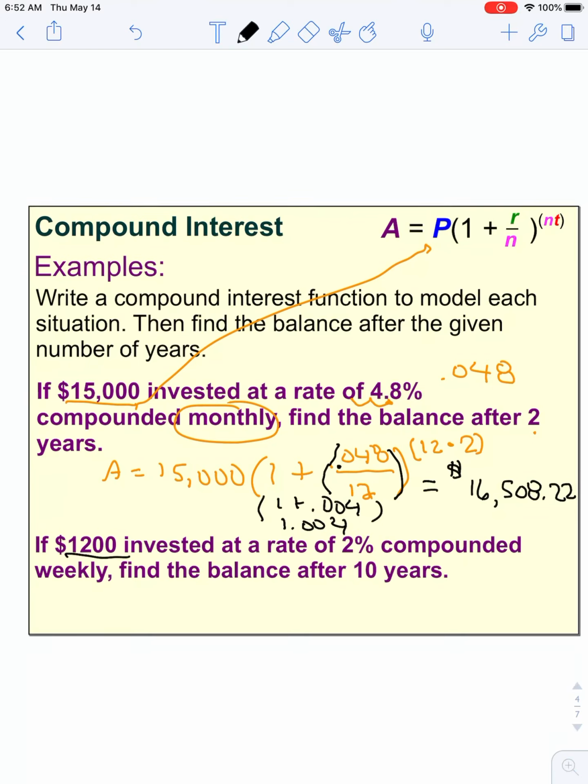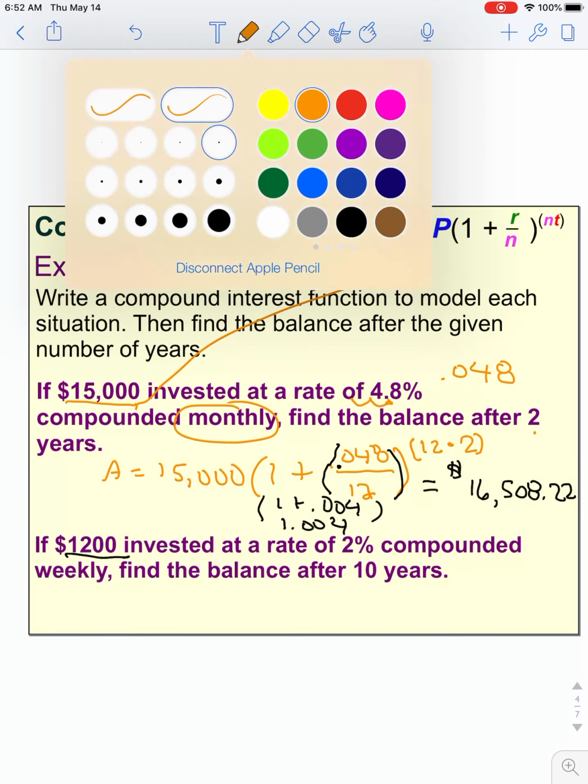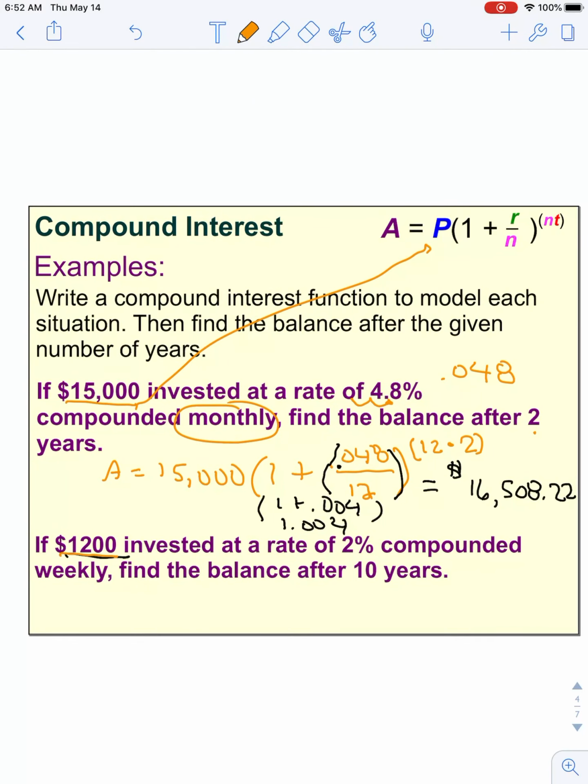Now it says $1,200 is invested at a rate of 2%. Compounded weekly, find the balance after 10 years. So A equals the original amount times 1 plus my rate of 2%, so that's 0.02. Again, here's your decimal point right here. Move it 2 places. And then I divide by weekly, which is 52 times a year, and raise that to the nt, so 52 times 10.